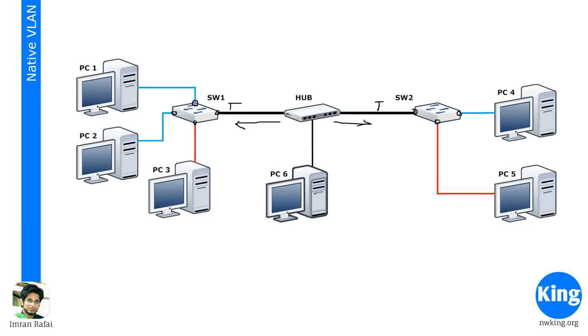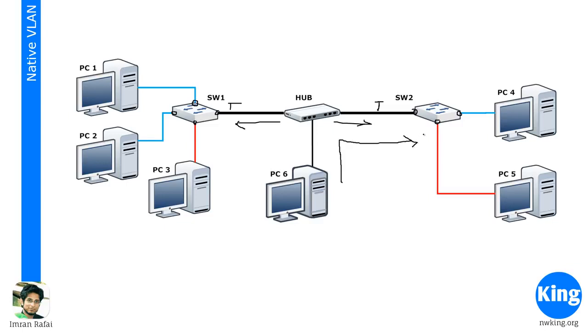Now, like we said, when any traffic coming from here is tagged with VLANs and comes to a PC, the PC doesn't understand anything about VLANs, so it just drops it. But what happens when this PC6 wants to communicate with, let's say, PC4, right? So this PC sends traffic, right?